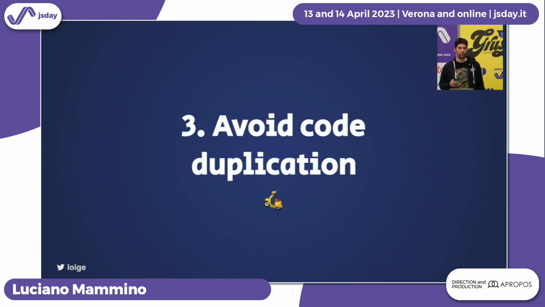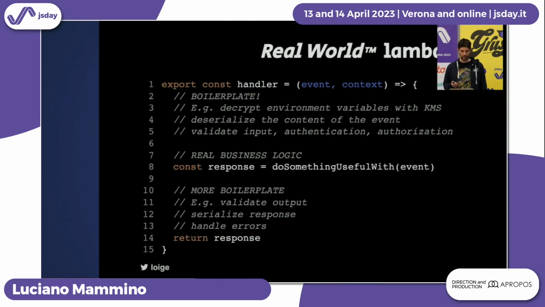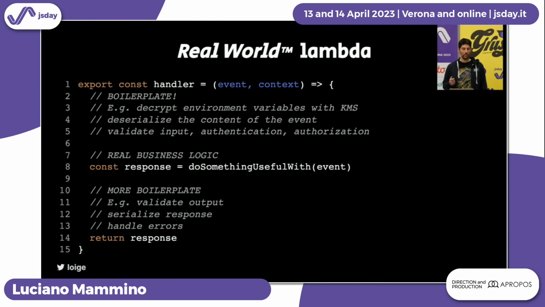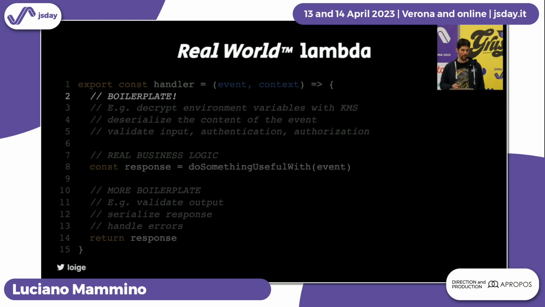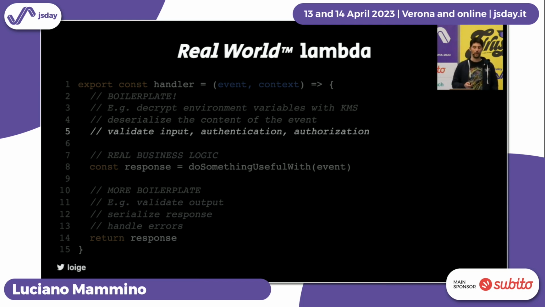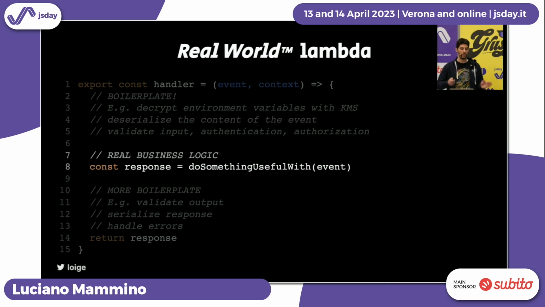Now, another topic that I want to show you is how to avoid code duplication. Very commonly, when you build a more real-world Lambda, this is what you need to do. You have a lot of boilerplate at the beginning because maybe you are trying to decrypt some environment variables using KMS. Maybe you are deserializing the input that comes in, maybe, I don't know, it's a form and you need to decode all the different fields. Then you need to validate this input. You need to do authentication, authorization. At some point you are happy enough. This event is good, we can process it, and this is our actual business logic.